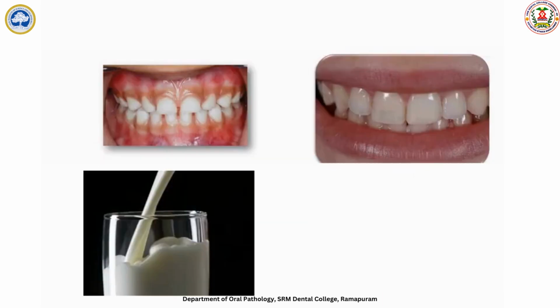The color of teeth. Your deciduous teeth are whiter. Why? Because they are less mineralized, and they do not reflect the color of your underlying dentine, whereas your permanent teeth are more yellowish white or almost grayish. Why? Because they are more mineralized and they reflect the color of the underlying dentine.